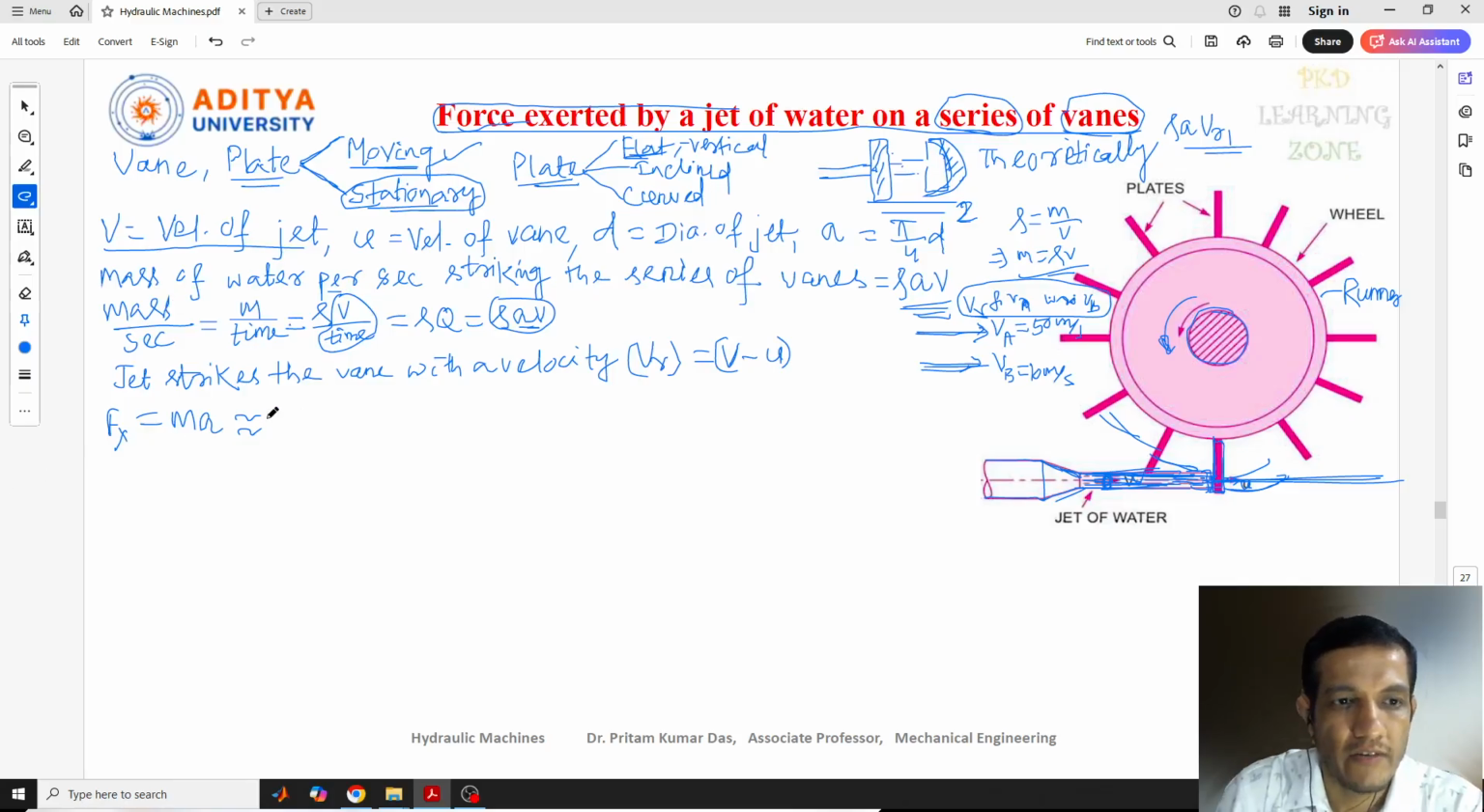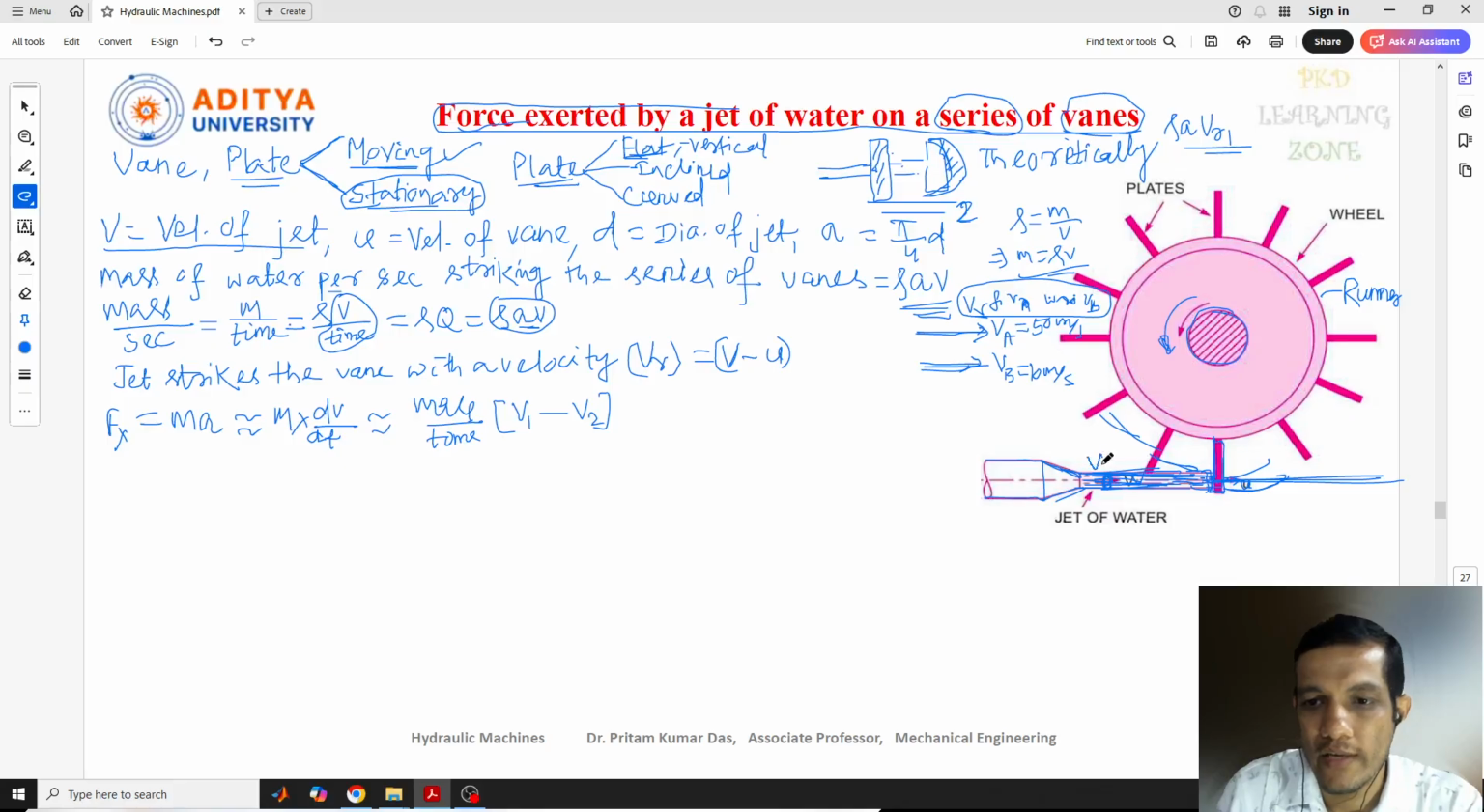So here also we can convert it. If I write acceleration, we can write change in velocity with respect to change in time. And similarly, again we can write the same sentence: this is mass per second, or mass per time, change in time we can write time. And here change in velocity is nothing but initial velocity minus final velocity. So here I am taking initial velocity first, final velocity, that means v1 minus v2.